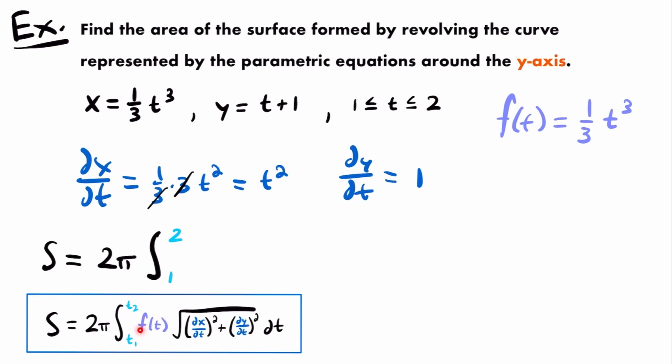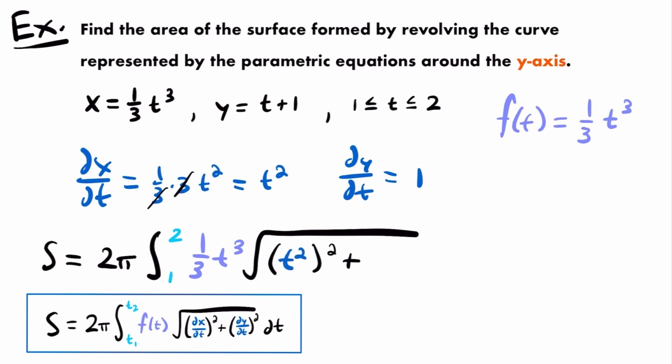Those are the values of t that will be our bounds of integration. So we'll have 1 to 2. And then we're going to have f of t, which is 1/3 t cubed. So I'll write that in. We'll have 1/3 times t cubed. And then that is multiplied by the square root of dx dt squared plus dy dt squared. So we'll have t squared squared plus 1 squared. And then don't forget dt. Okay, and so now we have set up our integral that represents the area of our surface of revolution. Now all we have to do is simplify it and then solve it.